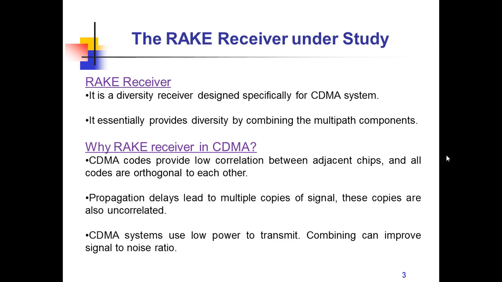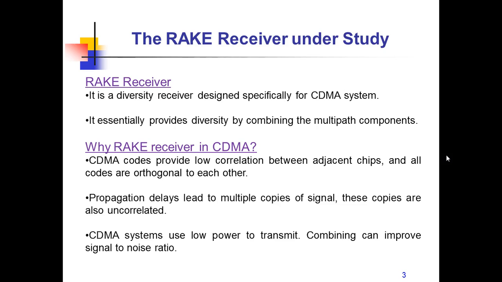Why do we use rake receivers in CDMA systems? First, a CDMA system uses a wideband, typically 1.25 MHz, and so the chip rate is very high. A wideband system may suffer from intersymbol interference, but CDMA systems use orthogonal codes, for example the Walsh code. Moreover, the information bits are spread by the long orthogonal code. Hence, the correlation between adjacent chips is very low, so we do not use an equalizer in CDMA systems.